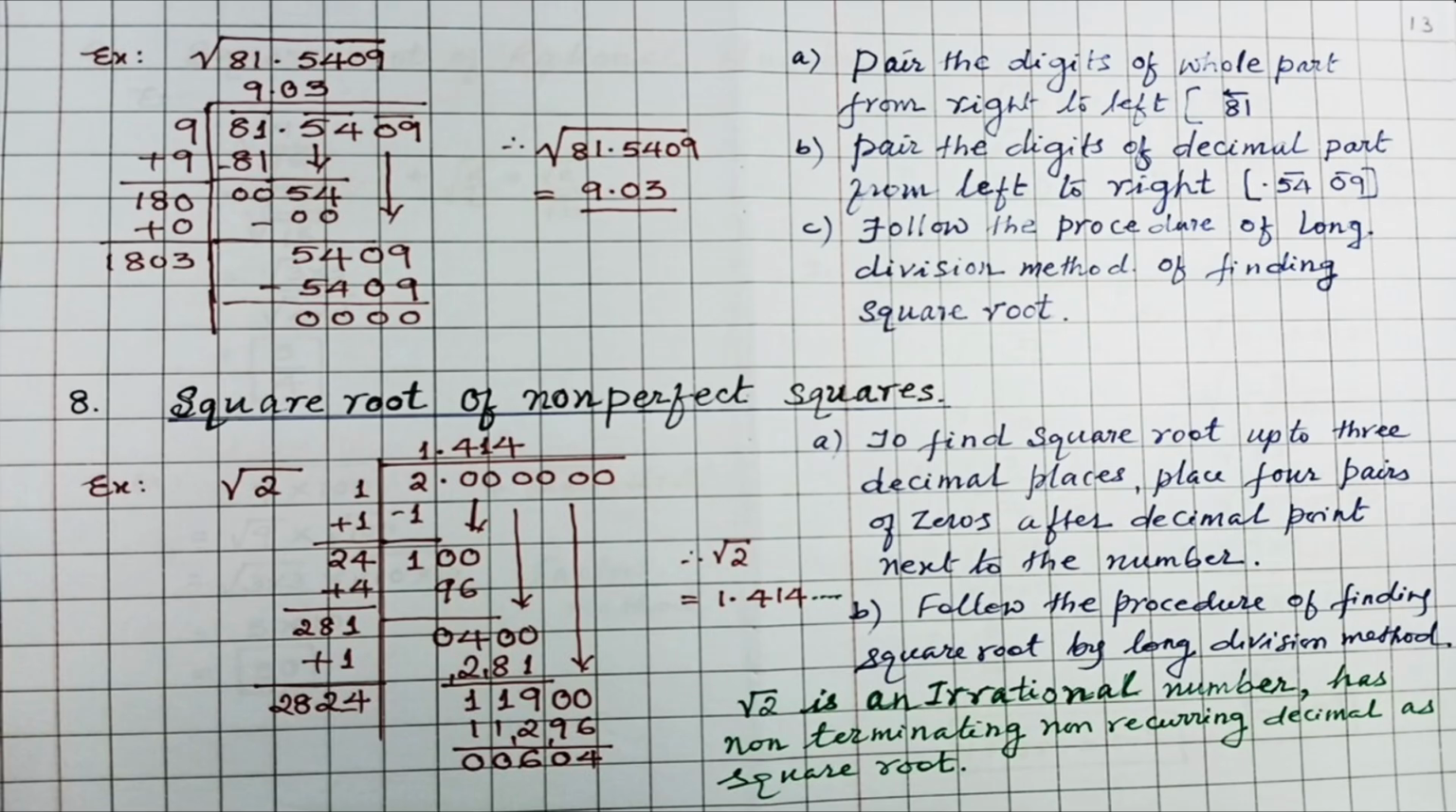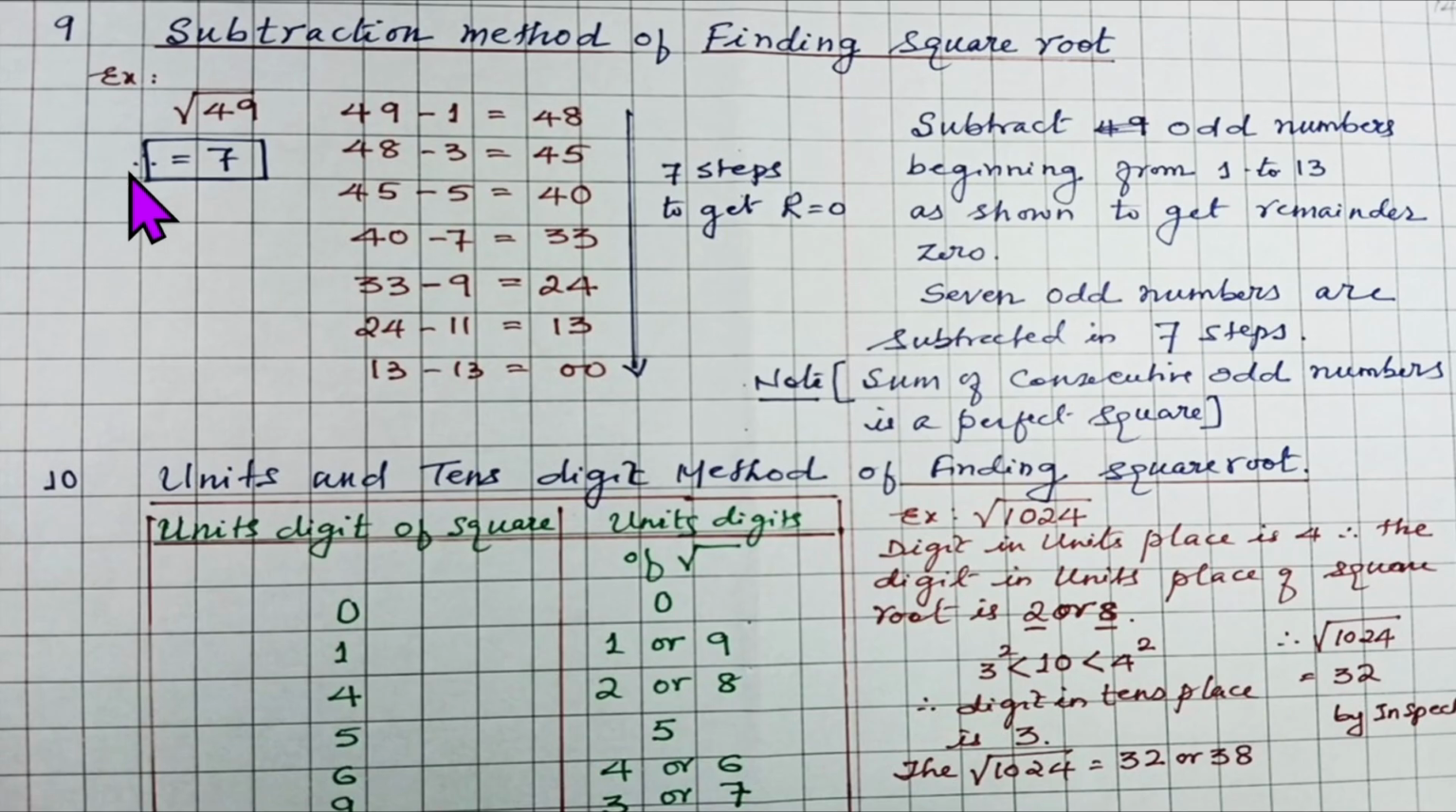So remember that. Now coming to the next important topic, that is, we have to find the square root of a number by the subtraction method. We know the sum of consecutive odd numbers is a perfect square, so when I subtract 7 consecutive odd numbers I get the difference as 0. That means the square root of 49 is 7. When the difference comes 0, count the number of steps we go down, so 7 steps, therefore the square root of 49 is 7. So please remember this method: the sum of consecutive odd numbers is a perfect square. Therefore when I subtract the consecutive odd numbers we definitely get the square root of that.